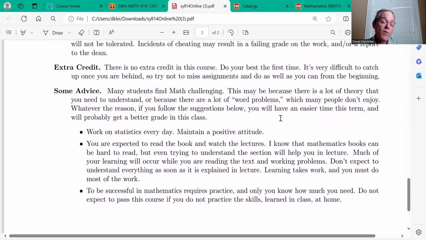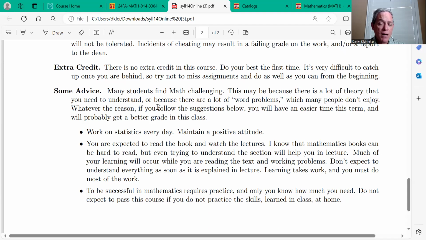Okay, some overall advice. A lot of people find math and statistics challenging. There's theory involved, specific words with specific meanings, special symbols and terminology and things. A lot of word problems. A lot of statistics is word problems because it's kind of applicable to everyday experience. So a lot of times people don't like that.